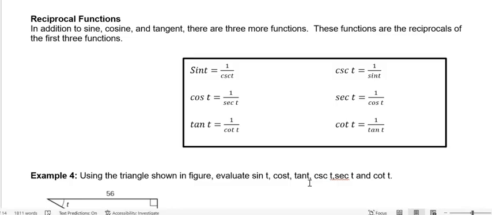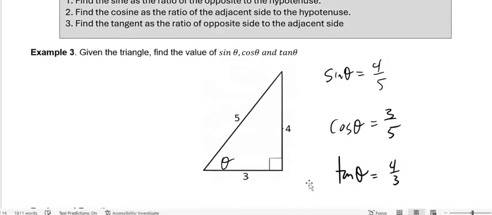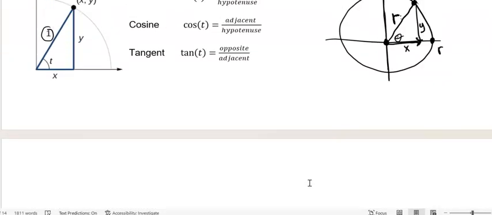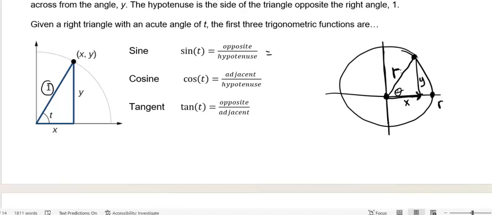Okay. If you think about all the combinations we did, you might ask yourself, wait a minute, what if we put the hypotenuse on top? We never did. Hypotenuse over adjacent. In other words, we can flip all these guys, take the reciprocal of all these, and we get three more trig functions. So we have 6 basic trig functions.